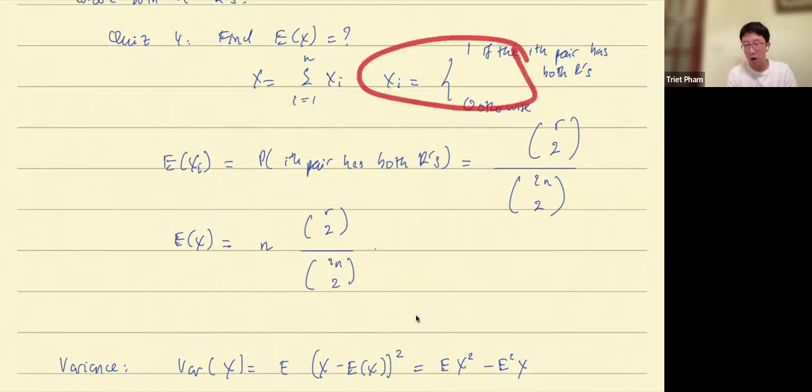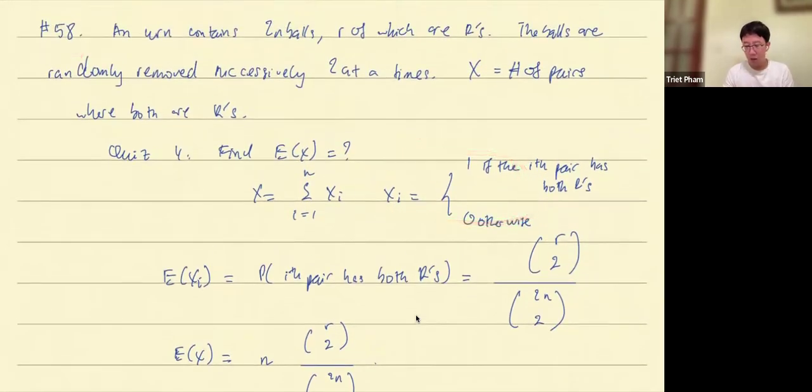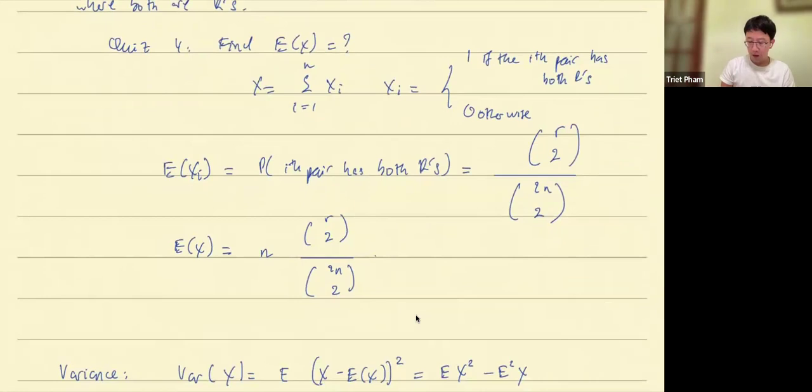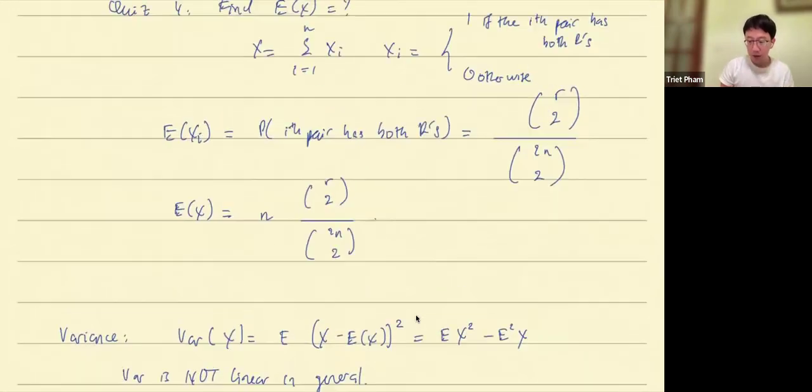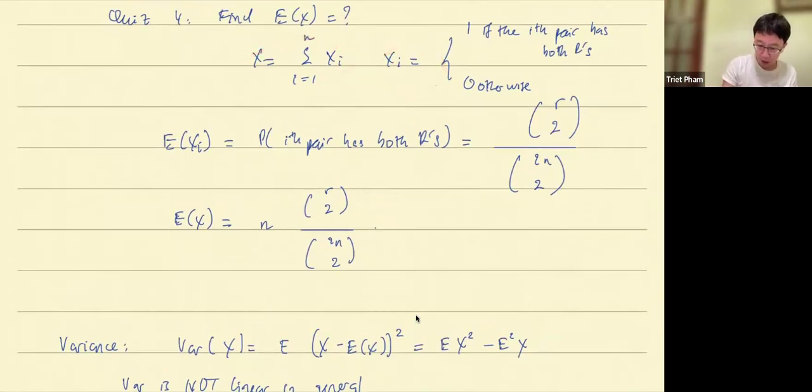These Xi's here clearly are not independent, for example, in this question. Why? Because if you have a pair of reds somewhere, it will decrease the likelihood of a pair of reds happening somewhere else, because these are removed without replacement, and there are only so many reds in total. But expectation doesn't care in terms of the sum. It's always linear. So the expectation of X is a sum like that.